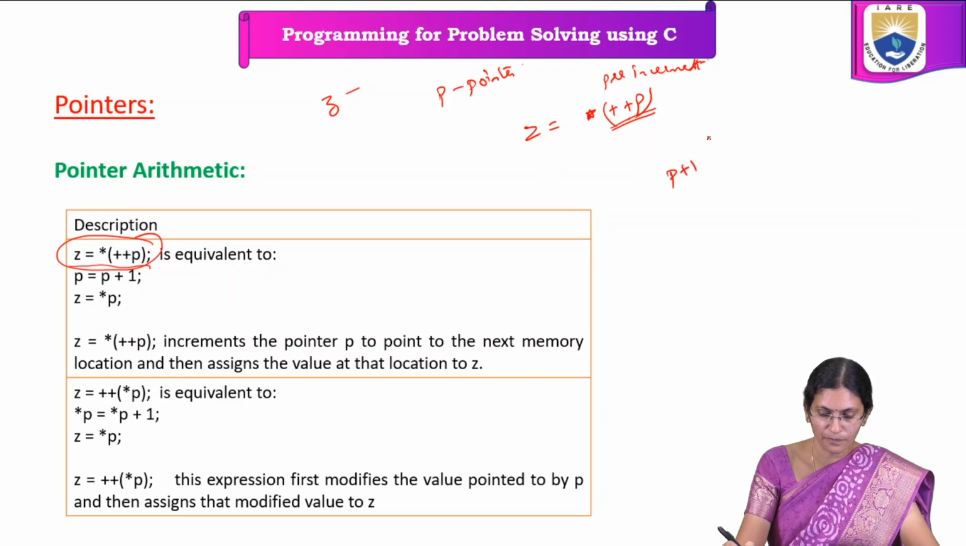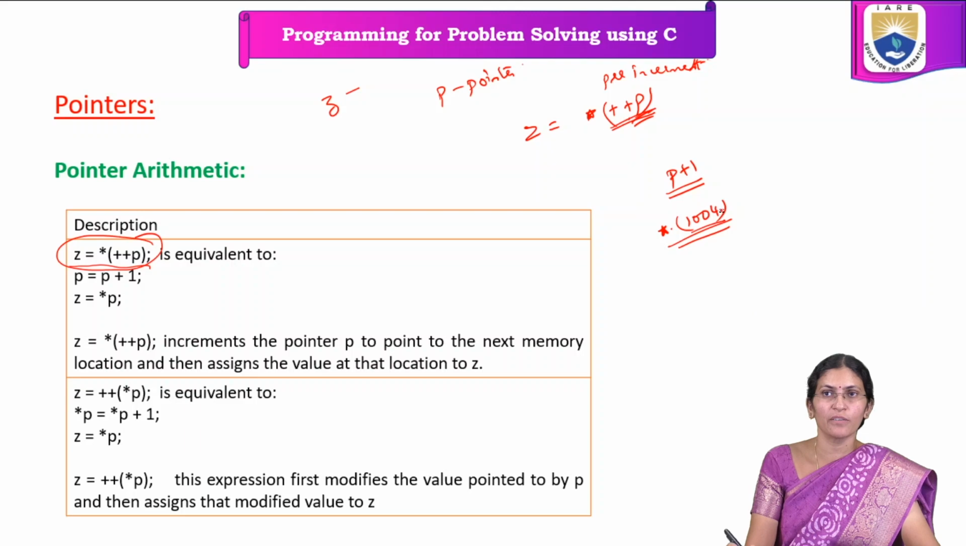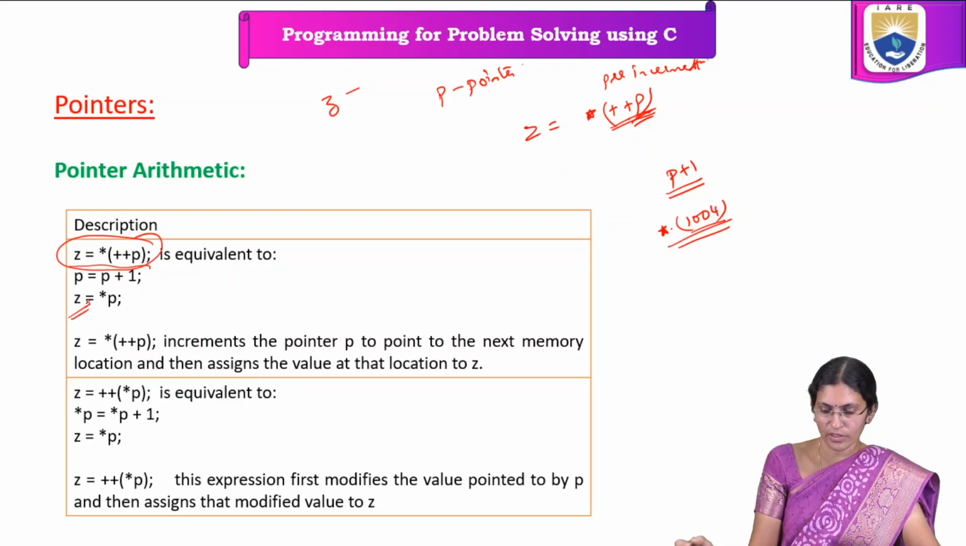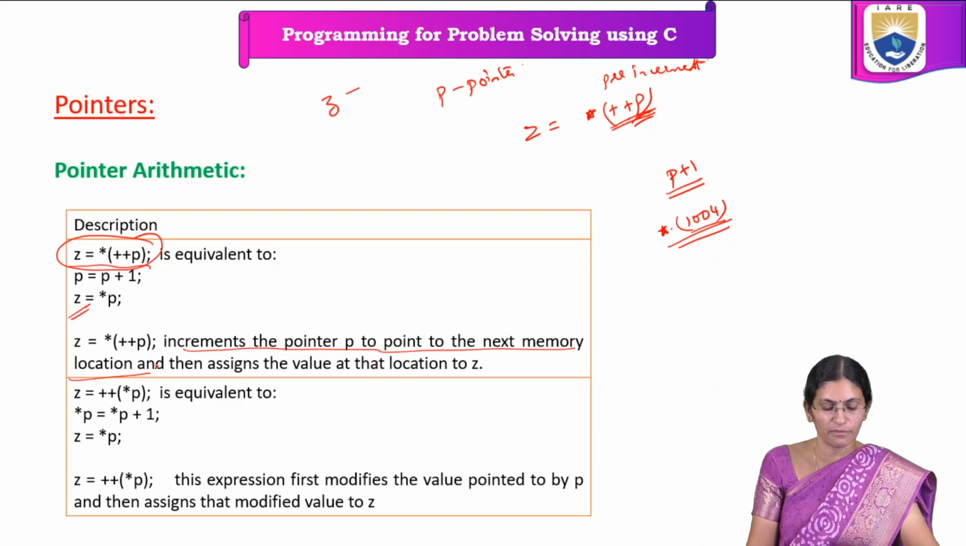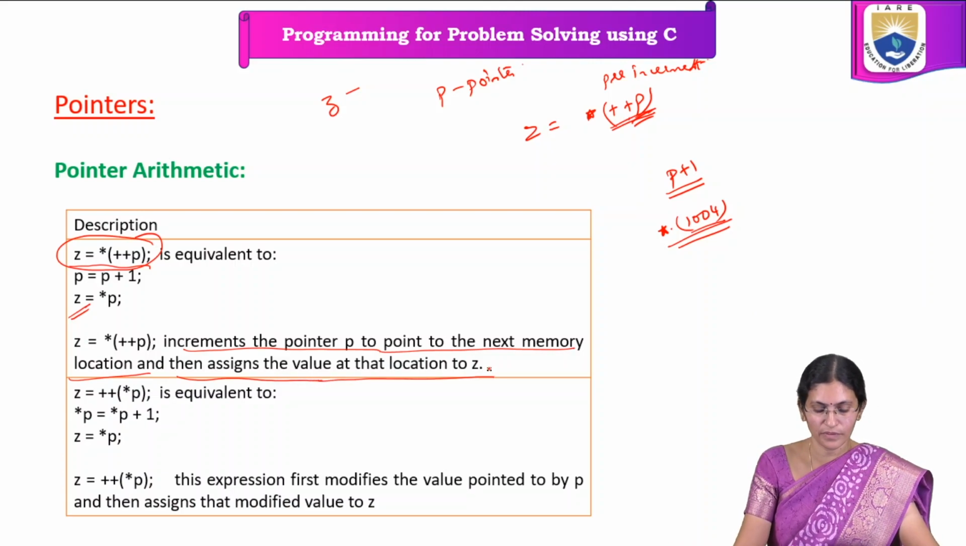When you are performing pre-increment, first the pointer value will be incremented by 1. So p plus 1. If p has value 1000, then p plus 1 means 1004 will be obtained. After that, whatever value is at this address is assigned to the variable z. So this increments the pointer p to point to the next memory location where the next element is stored, and then assigns the value at that location to z.